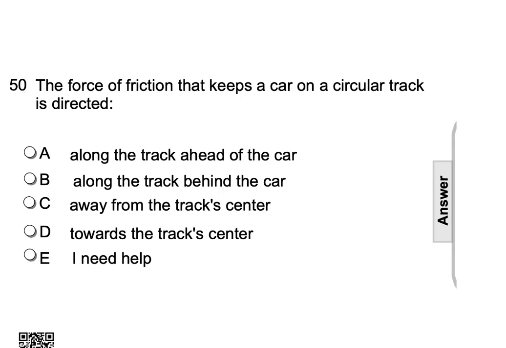Okay, force of friction keeps the car in the curve. When you're going around a circle, that is a centripetal force. And it's always pointing towards the center of the circle.